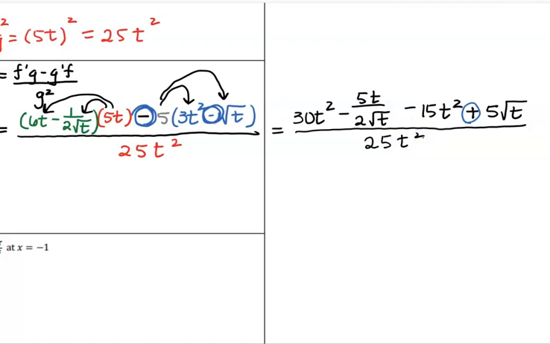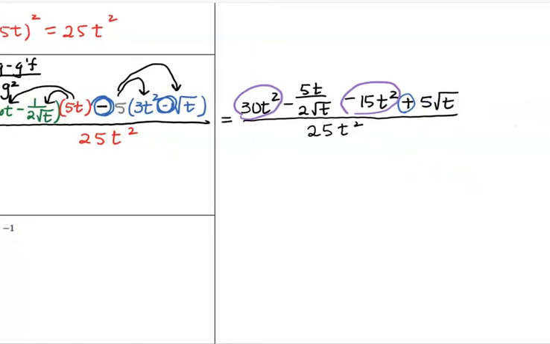There are some like terms in the numerator that we can combine. We have a 30t squared and a negative 15t squared. That's going to leave us with a 15t squared.